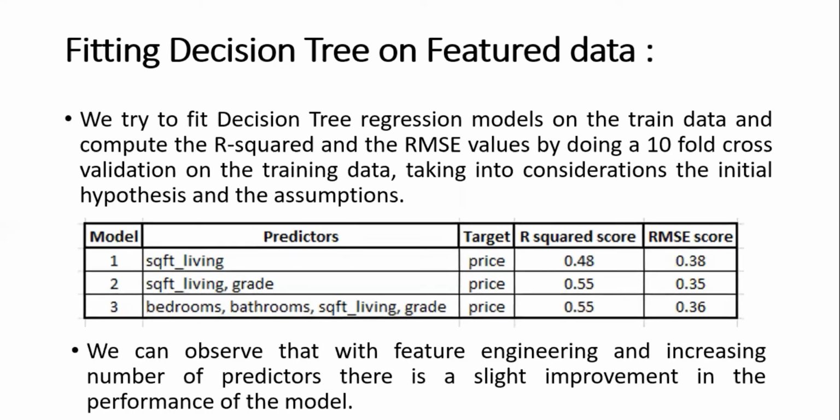Further, we try fitting the decision tree on the featured data. Here also we take into consideration the initial hypothesis and the assumptions and try to fit decision tree regression models on the trained data and compute the R-square and RMSE by doing a tenfold cross validation. So here also we have taken the same set of predictors as in the previous models and price as the target. So we can observe that post feature engineering and as we are increasing the number of predictors, there is a slight improvement in the performance of the model.